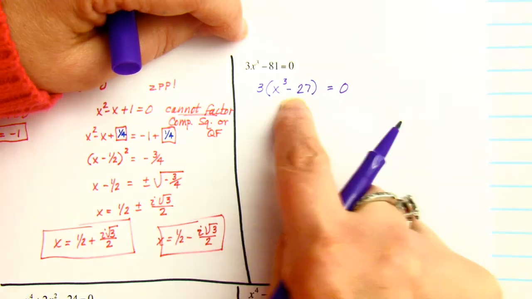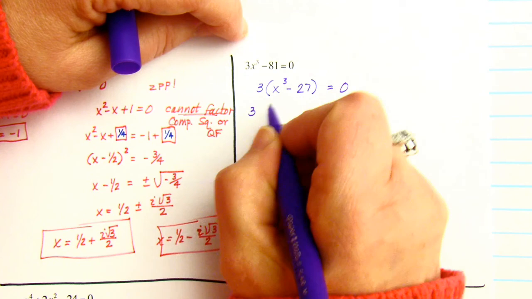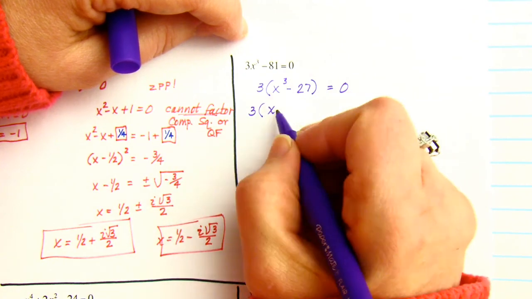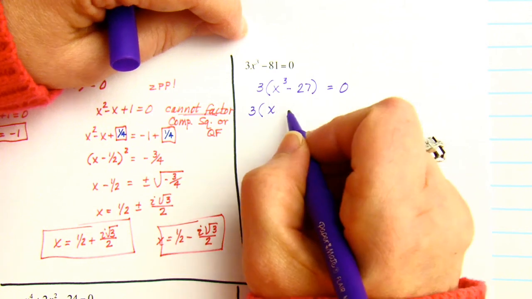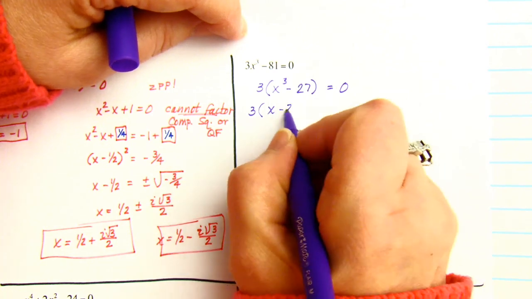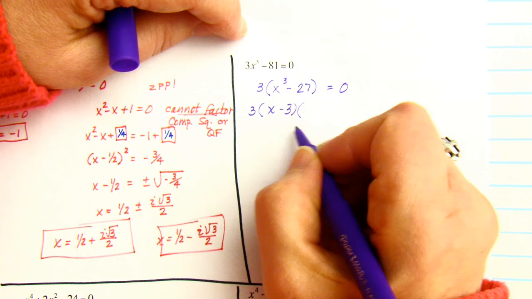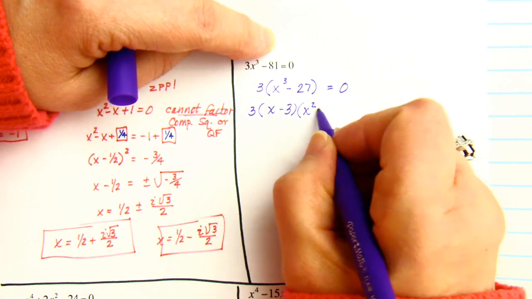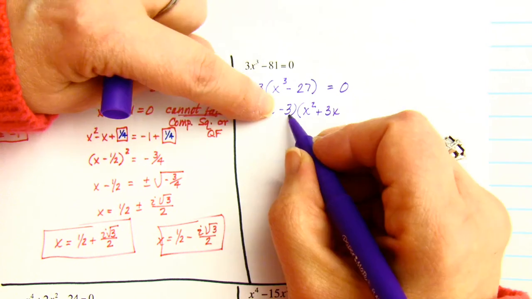And now I have the difference of cubes, which is going to factor as x minus, right, cube root of x cubed is x. Cube root of 27 is 3. So this is x minus 3. Square this, x squared. Add 3x. Plus 9.